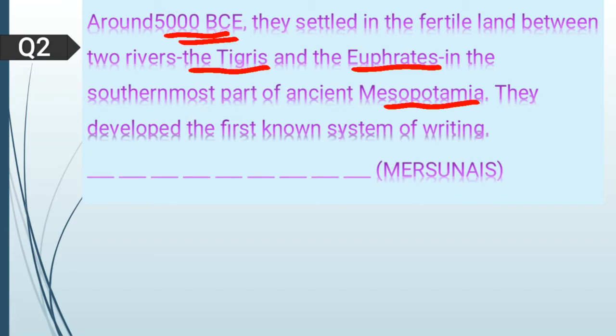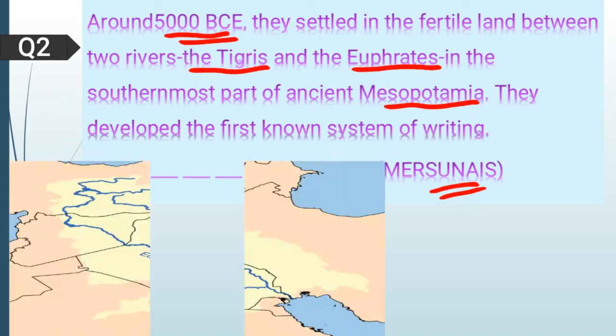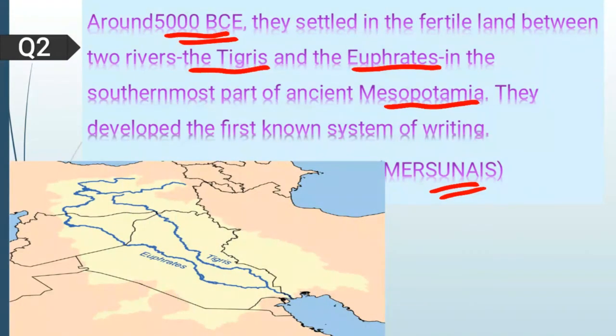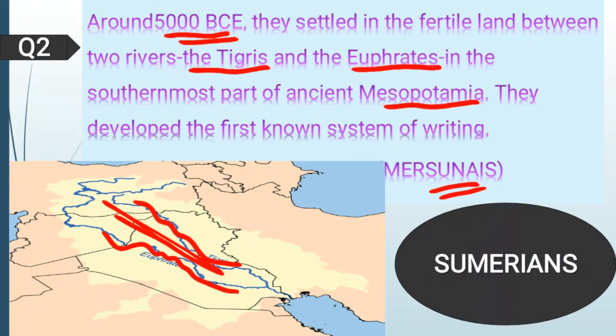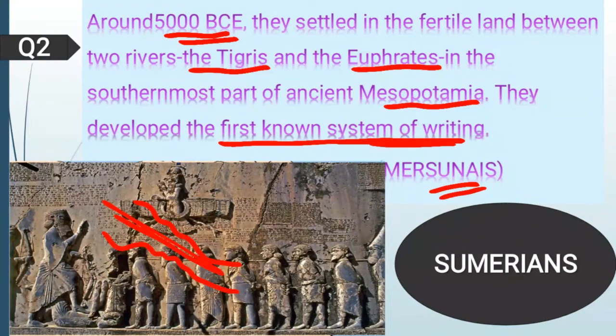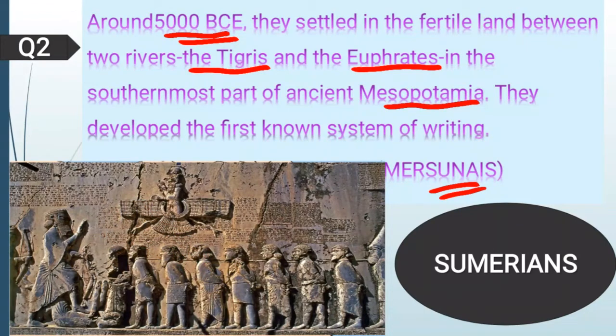Can you guess the answer? Unscramble these letters and give me the answer. See here, this is the Tigris and this is the Euphrates River, so they are here between these two rivers. Now can you guess? What's the answer? Sumerians. The name of this civilization is Sumerian. They are known for the first known system of writing. See here, these are the pictures of the Sumerians.